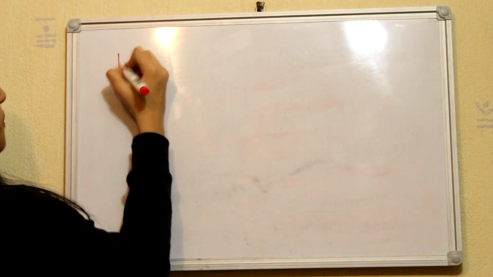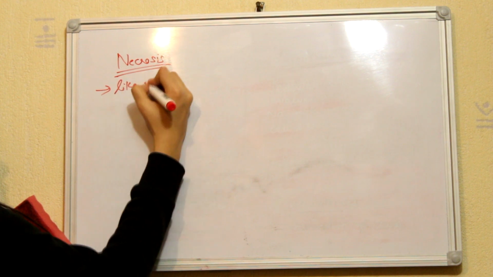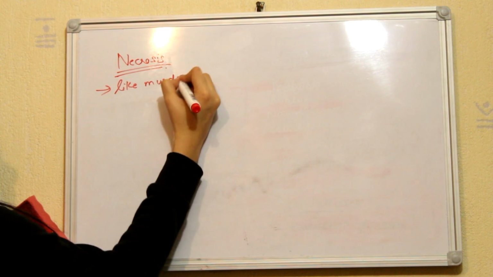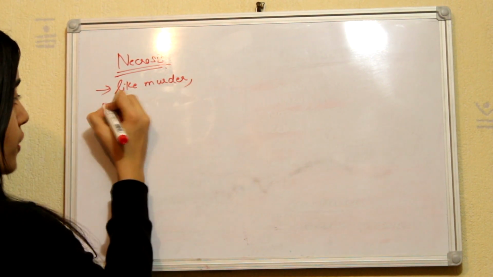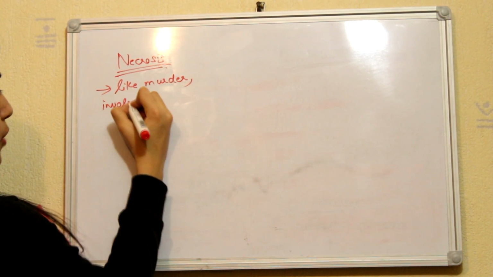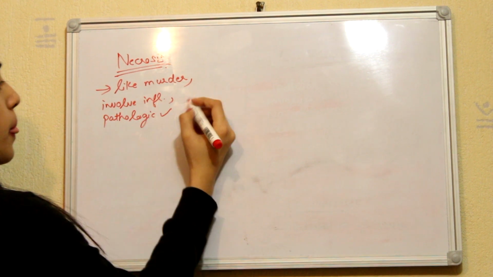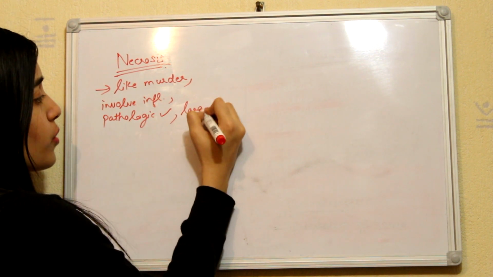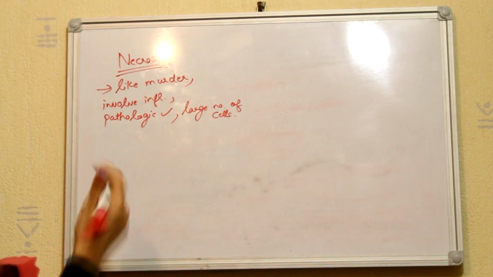Now, in necrosis, as we said, it is like murder, whereas apoptosis was like cellular suicide. It involves inflammation, and it is always pathological, always. And it involves a large number of cells. Now, there are several types of necrosis, which we'll discuss now.